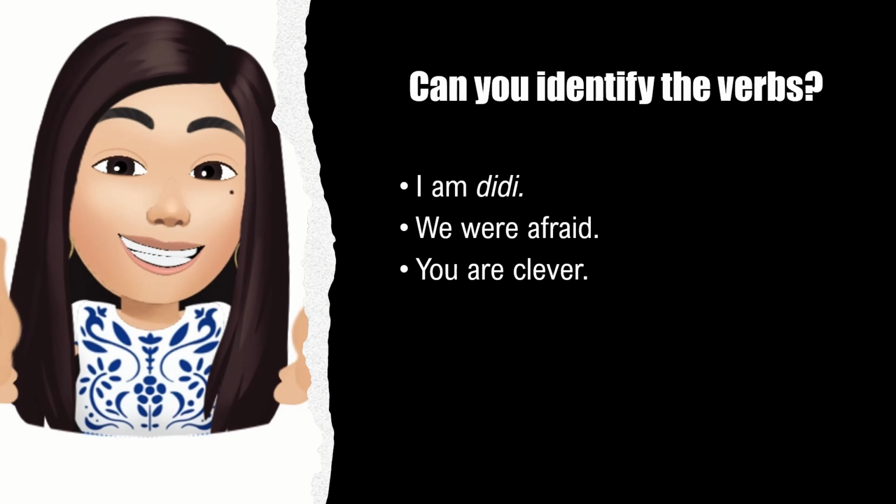Okay, so in these examples, can you identify the verbs? We know that a verb tells us what action is being done. I am Didi, we were afraid, you are clever. Do we see any action happening here? No, we don't. But we also know that a sentence cannot be formed without a verb. So we do have a verb here, and these are I am, we were, you are.